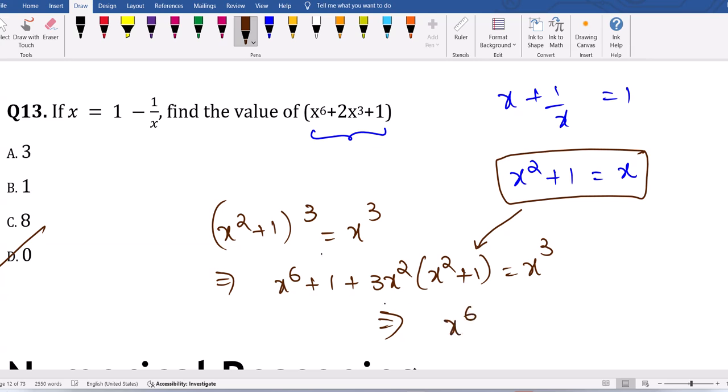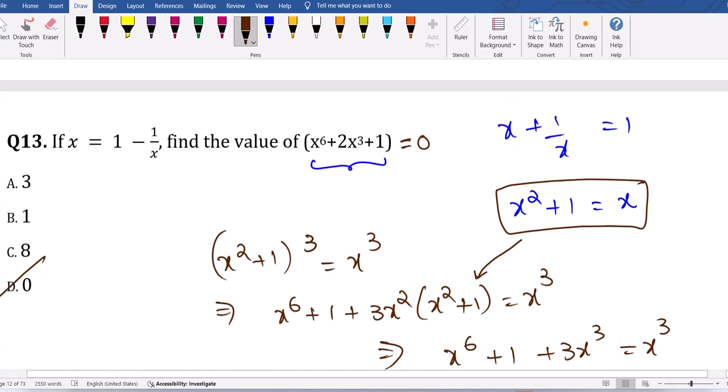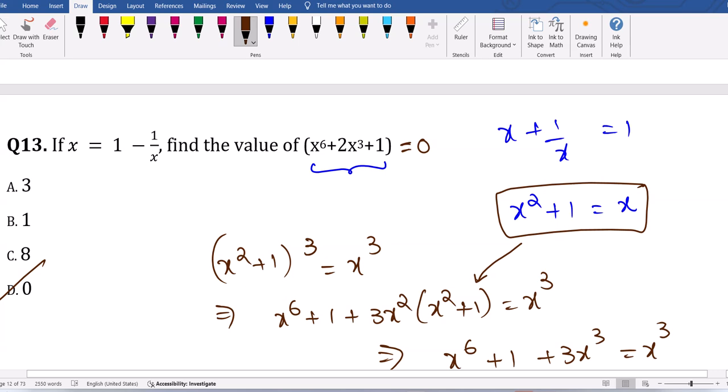X power 6 plus 1 and this entire is x, so 3x cube equal to x cube. Now this x cube will come to this side and put that as equal to 0. Minus x cube, this will come to this side and the right side becomes 0. X power 6 plus 2x cube plus 1 equal to 0. It's equal to 0, dear. Equation solving related stuff. Right, so this is regarding numerical computation, previous questions, one set of paper.